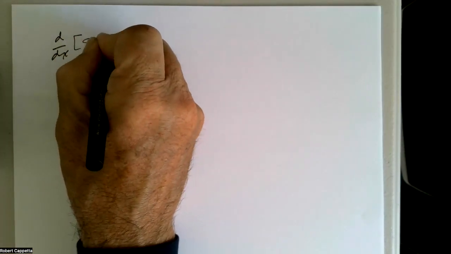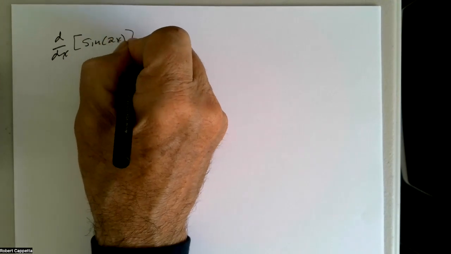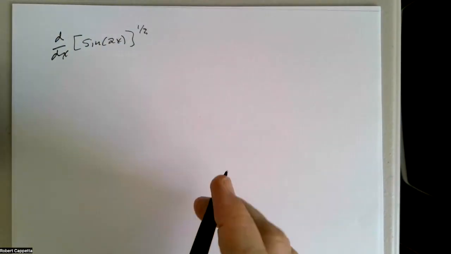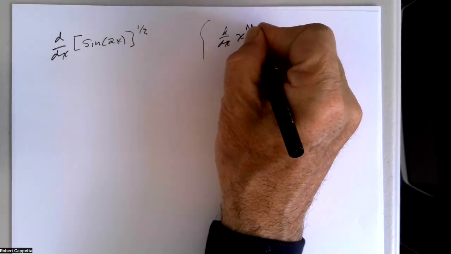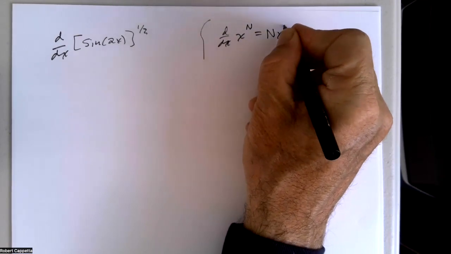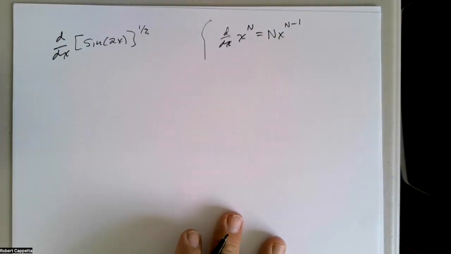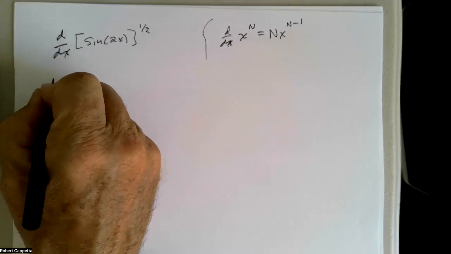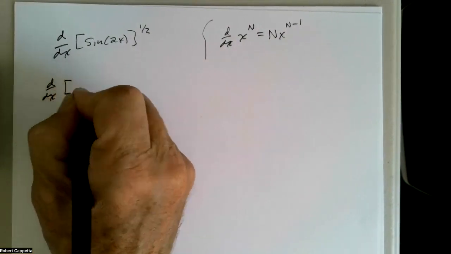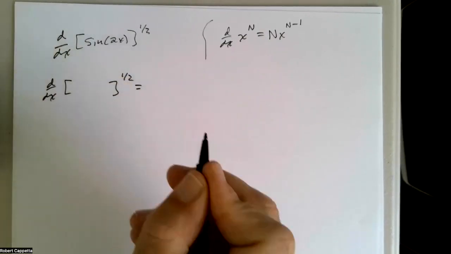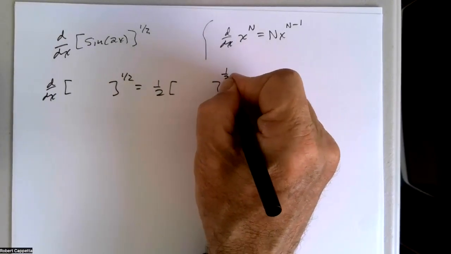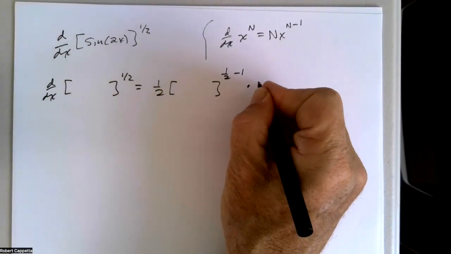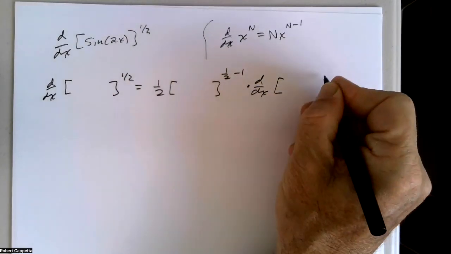The derivative with respect to x of sine of 2x to the 1/2 power. We think about our power rule. The derivative with respect to x of x to the n is nx to the n minus 1. So the derivative with respect to x of something to the 1/2 power: pull the 1/2 down in front, 1/2 something to the 1/2 minus 1, we decrease it by 1, of course, times the derivative of the something.